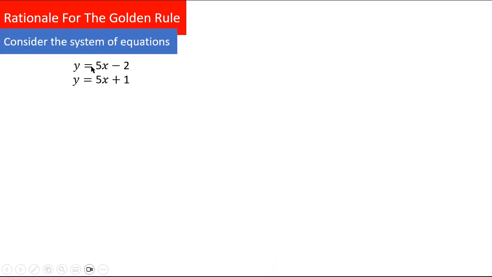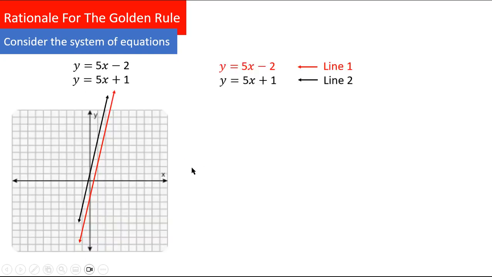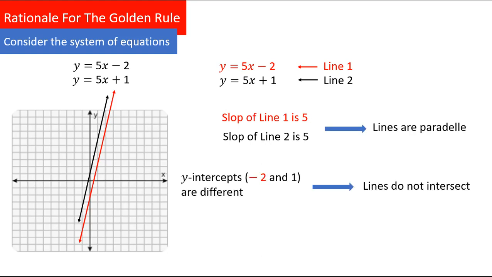Rationale for the Golden Rule. Now the second case here, now I have the same slope. So both lines are parallel. Now since the y-intercepts are different, then those lines are parallel and they do not intersect. Which means the system has no solutions.